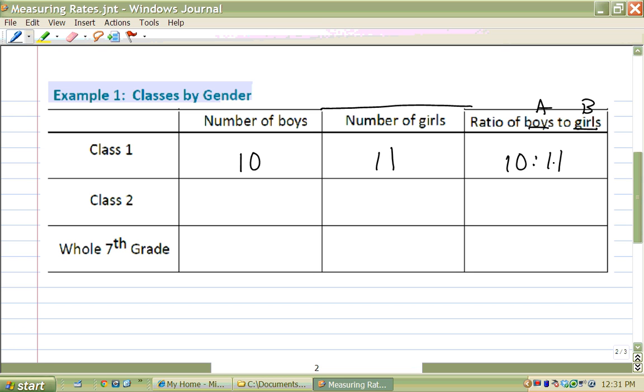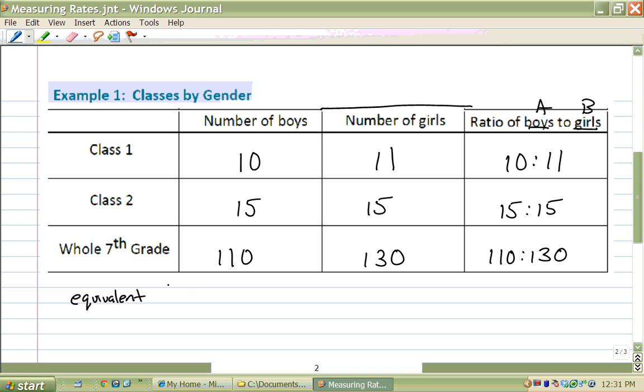For class 2, let's say I had 15 and 15. Then my ratio is 15:15. Pretty easy, right? Now let's say it was a whole 7th grade. I had 110 boys in 7th grade, and I had 130 girls in 7th grade. Go ahead and write that ratio. You should have written 110 to 130. Okay, so equivalent. Let me see if I can come up with equivalent ratios.